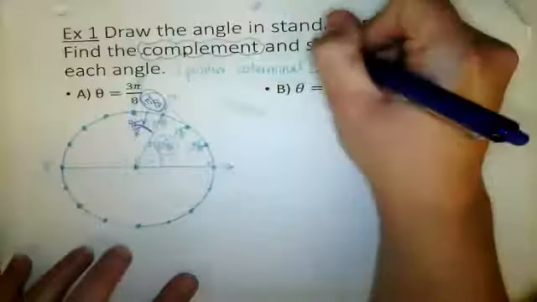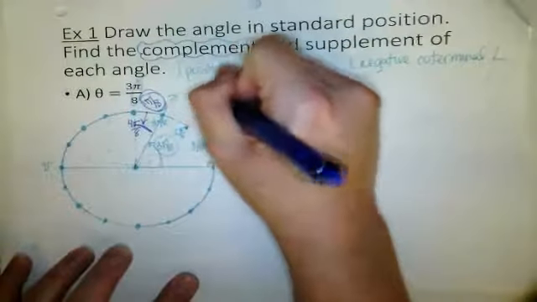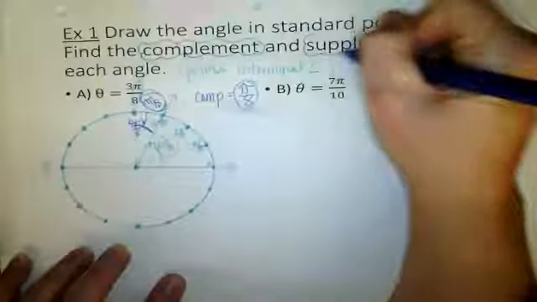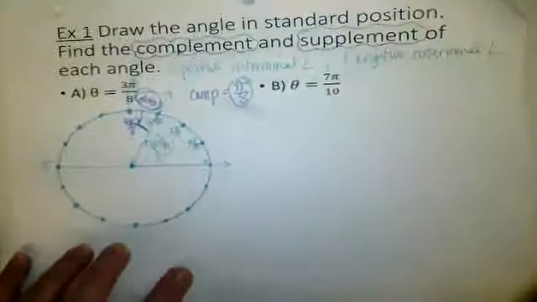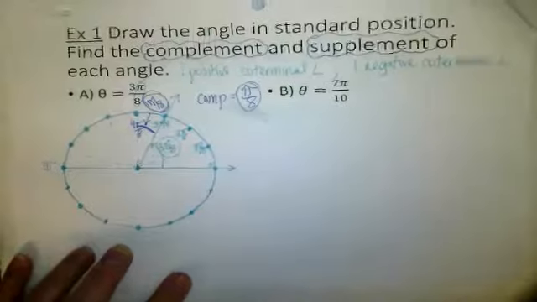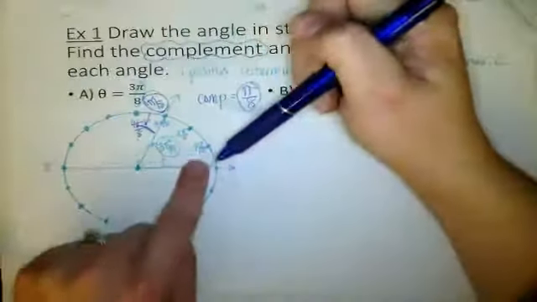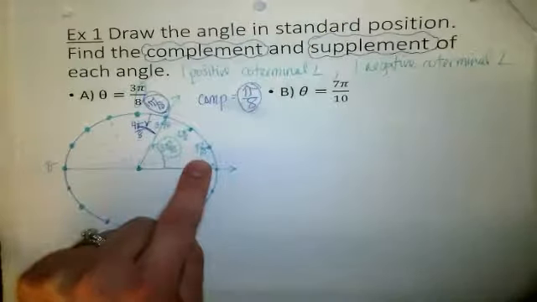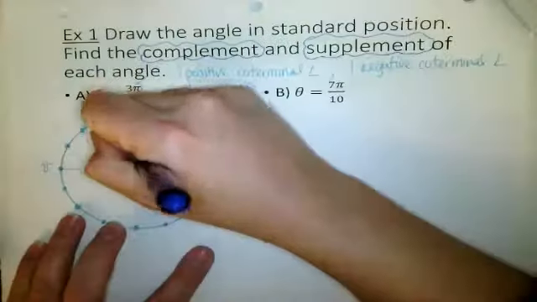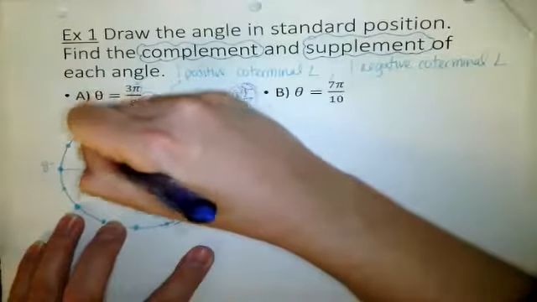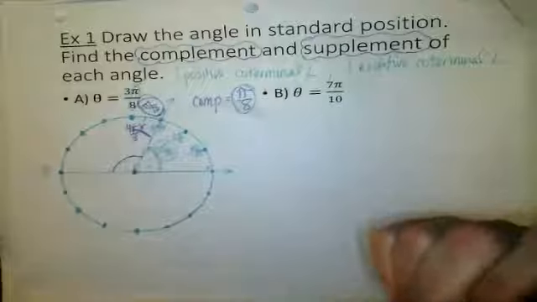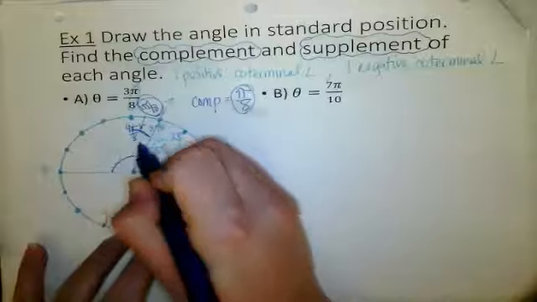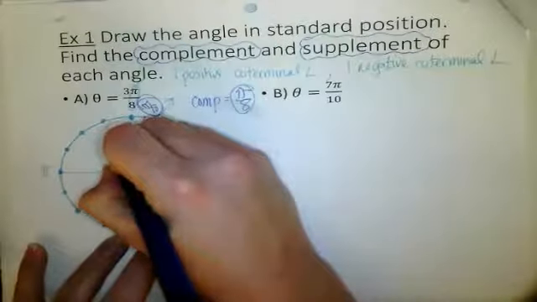What's the supplement? It's literally 5 pi over 8. How big is each wedge, ladies and gentlemen? Pi over 8. This is 1, 2, 3, 4, 5. 1 pi over 8, 2 pi over 8, 3 pi over 8, 4 pi over 8, 5 pi over 8.